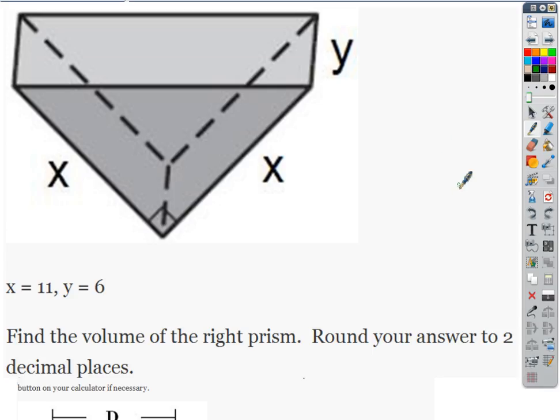Okay, so what about this? Oh, that's too big. Let me make that.